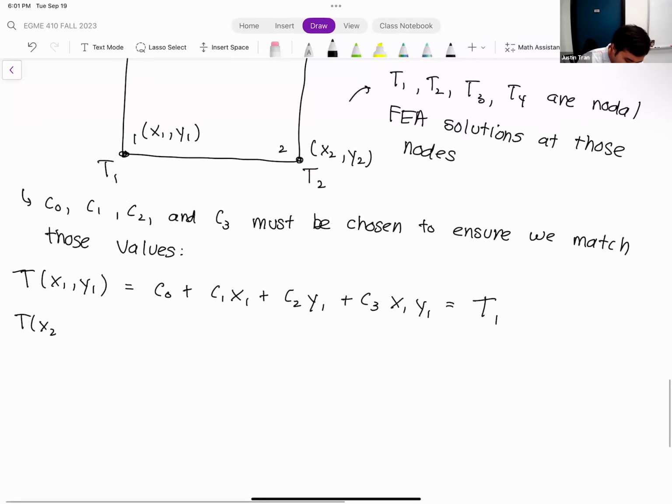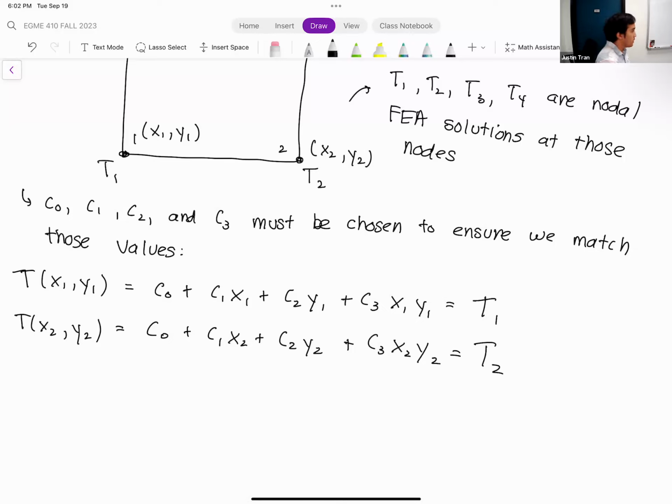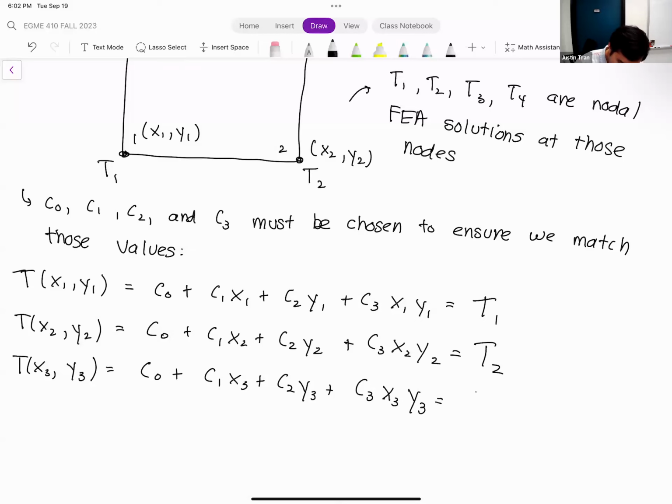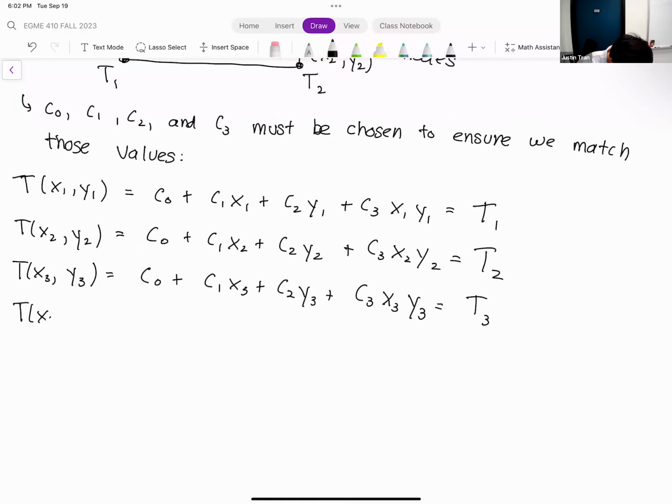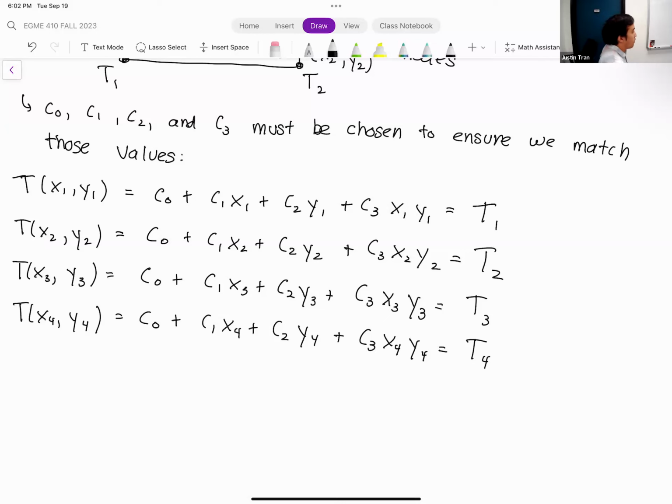We have the same thing at x2 and y2. So c0 plus c1 x2 plus c2 y2 plus c3 x2 y2. This has to equal t2. Then same thing at x3, y3. And then the same thing at x4 and y4.